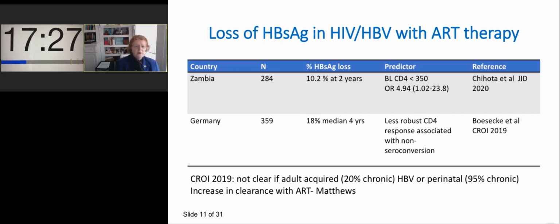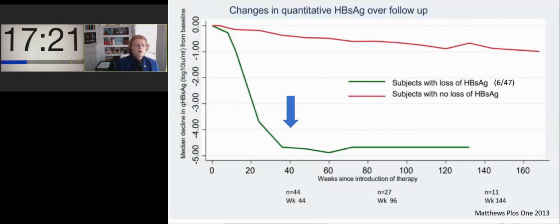to occur. However, this had been shown by Gail Matthews in 2013, and this is a very informative slide showing in red at the top individuals who did not lose surface antigen, and you can see their quantitative surface didn't change. But in green, you see that individuals who subsequently lost surface antigen had a rapid drop in quantitative surface over the first 40 weeks. So these are the ones who went on to lose surface antigen.